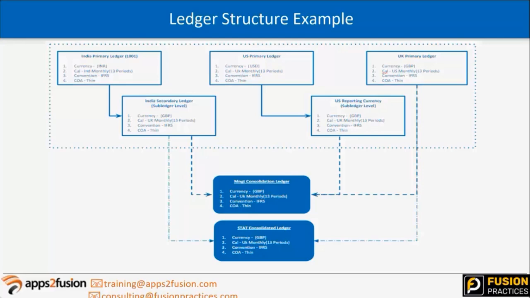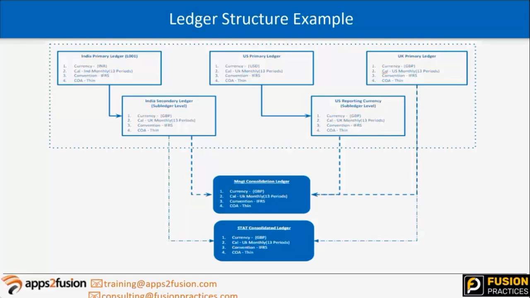Let's say you have operations in 3 countries: India, US and UK. So you have primary ledgers for all these 3 countries. The currencies for each country are INR, USD and GBP. They're using the same, maybe 13 periods calendar.